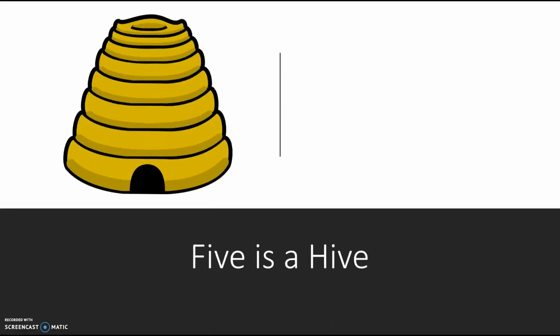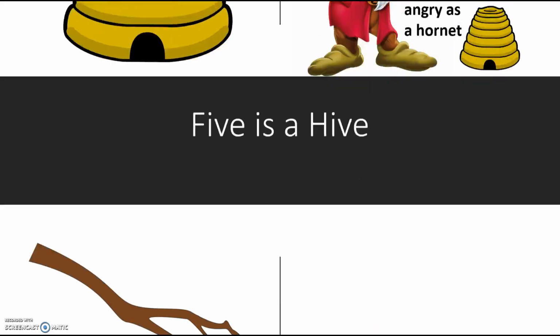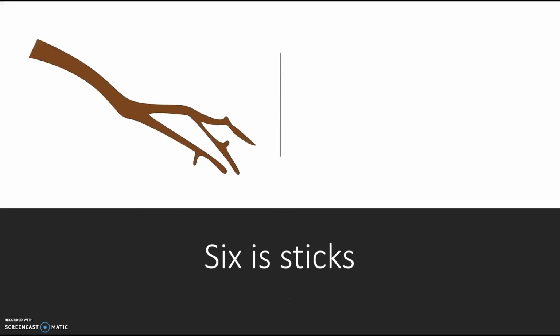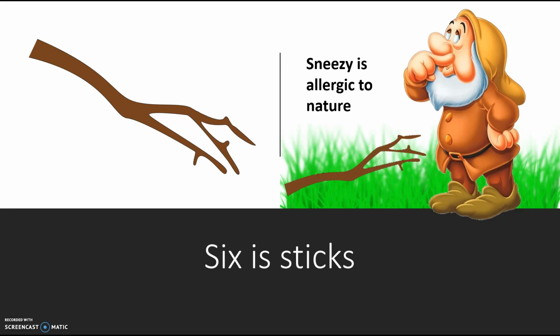5 is a hive. So bees and hornets live in hives, and when somebody's really mad, we say that they're angry as a hornet. I think maybe Grumpy is angry as a hornet. 5 is a hive. Grumpy is angry as a hornet. 6 is sticks. We find sticks outside in nature with grass and trees and other things with pollen, and Sneezy is allergic. That's why he's sneezing. So 6 is sticks. Sneezy is allergic to nature.